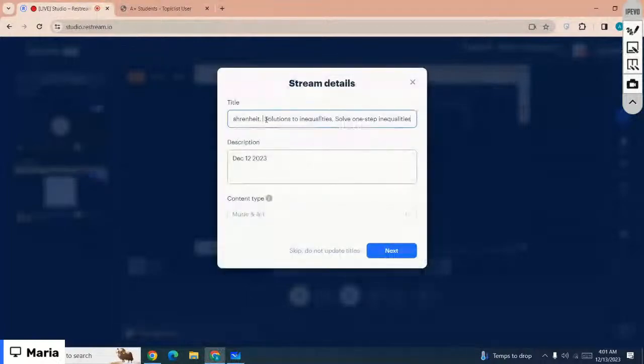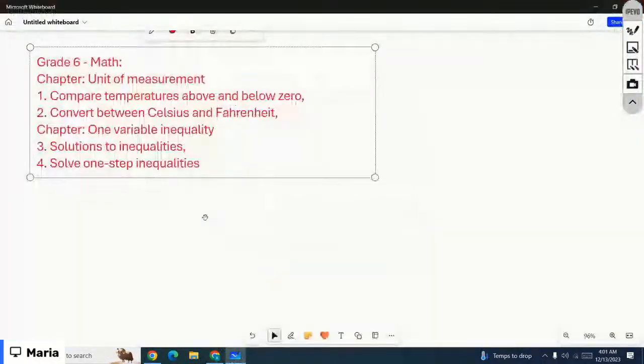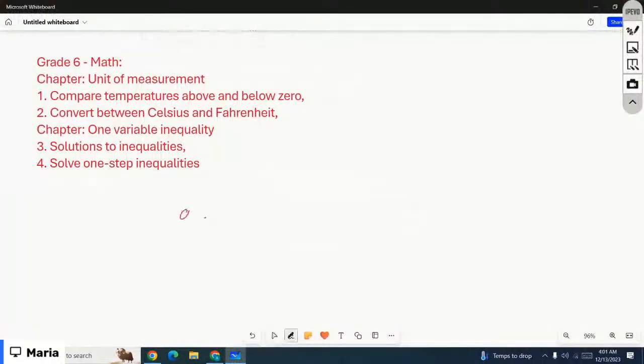You can find all the lessons on aplus.com. You have to log in there using your email address and the password provided by the administrator. Then you have to select math from the subject tab. Scroll down to grade 6 and then click on view all lessons. So there you can find a list of the chapters.